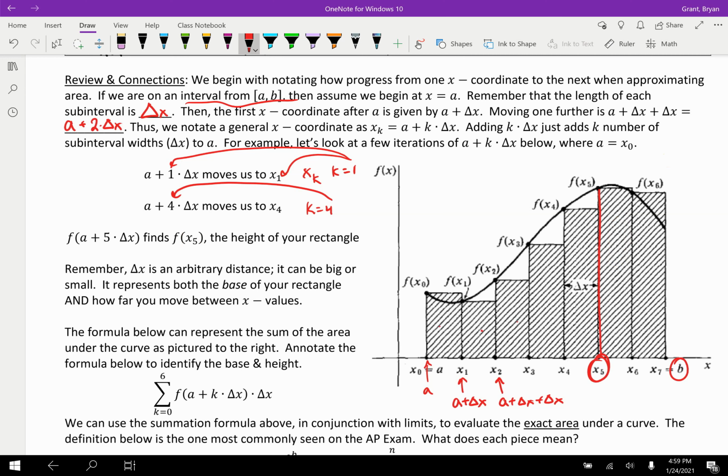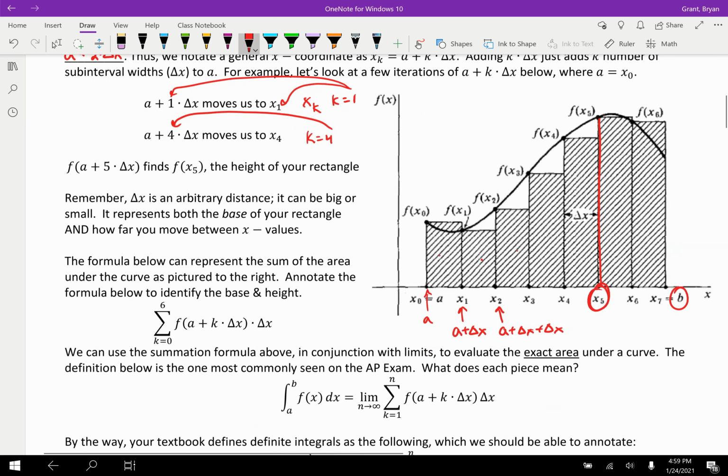Now, delta x is some sort of arbitrary distance. In the past, we found an actual concrete number like 1/4 on the opener. It can be as large as you would like, though it's going to be less accurate, or it can be as small as you like, and the smaller it gets, the more accurate it is. It still represents the base of our rectangle, and it tells you how you move between x values.